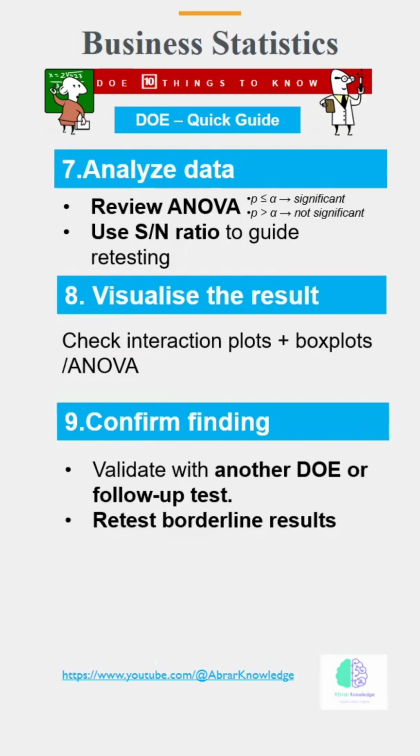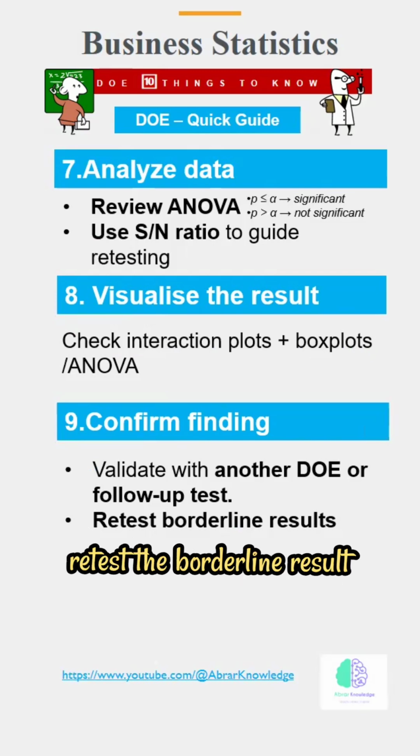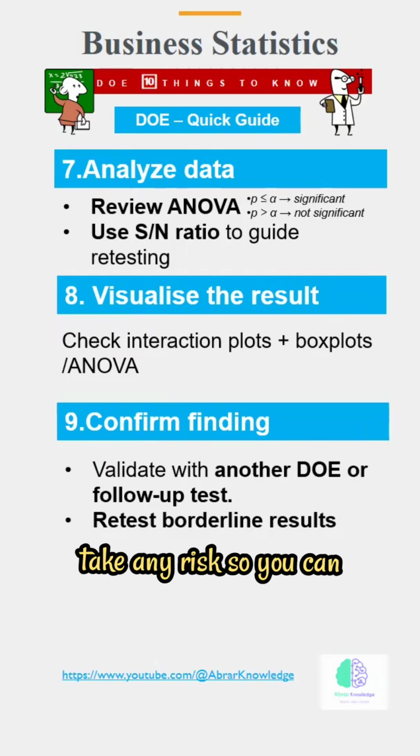Confirm the finding. How do you do that? You validate with another DOE, meaning you repeat the experiment or follow-up test, retest the borderline result, because it could be due to a hunch. You don't want to take any risk, so you can retest borderline results.